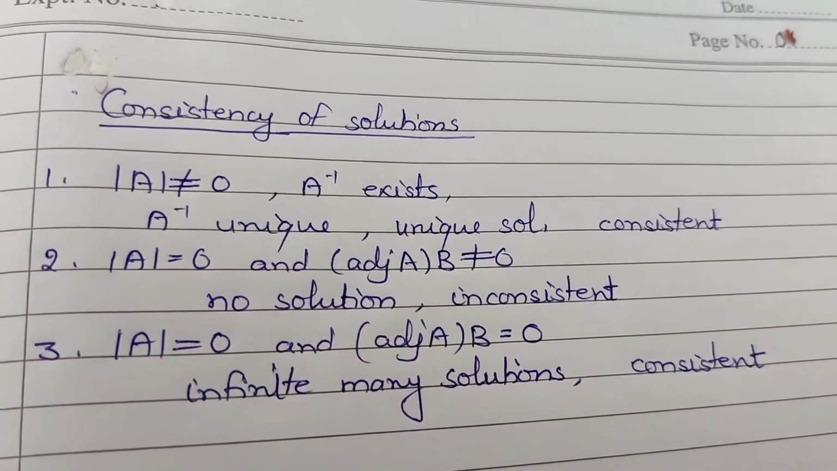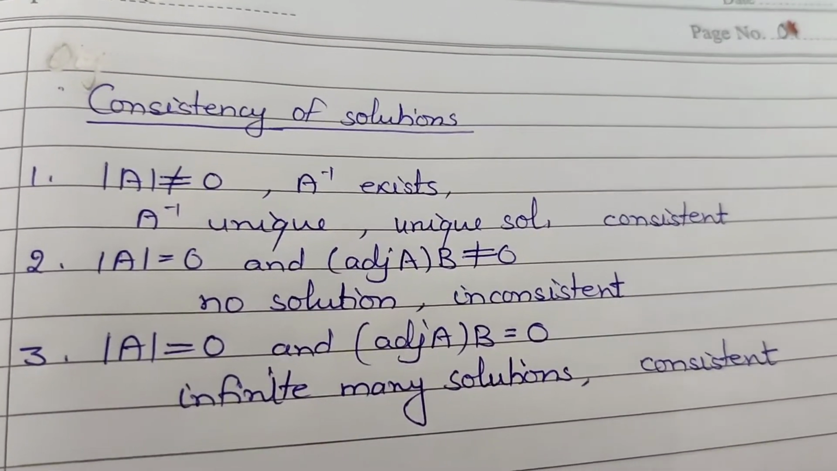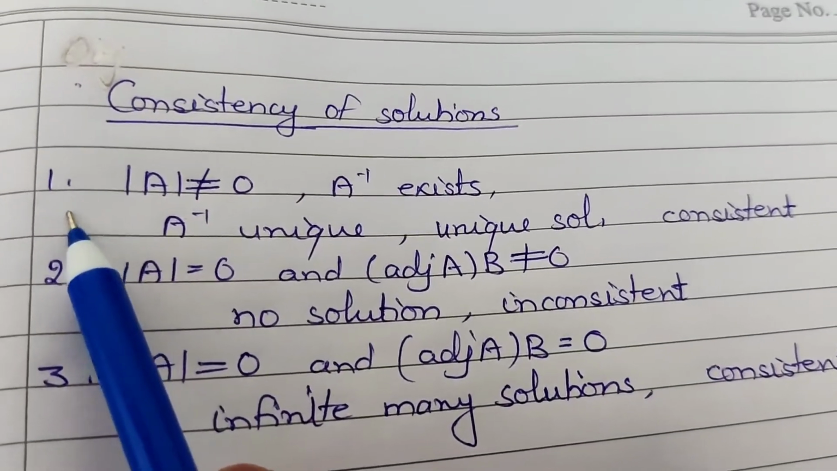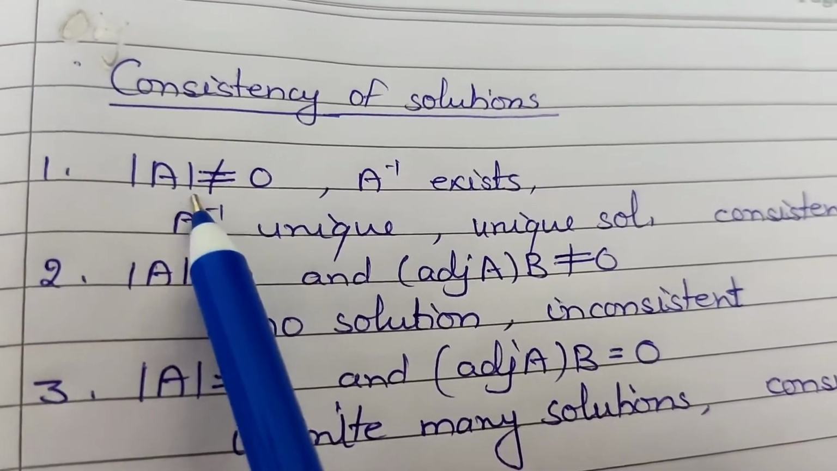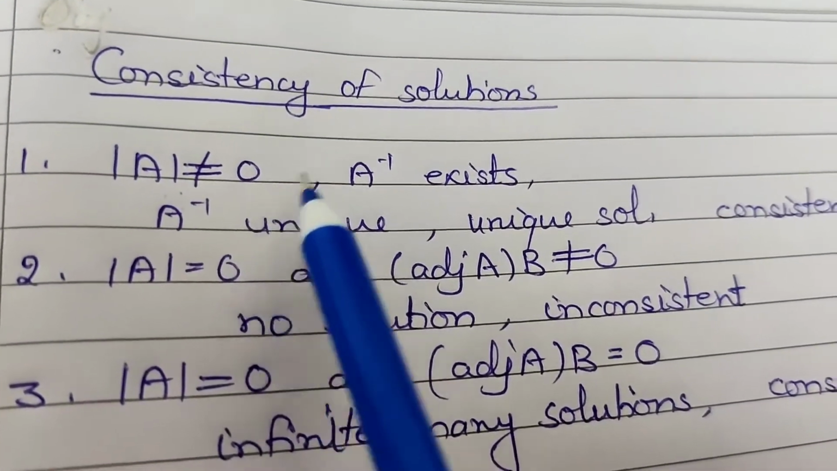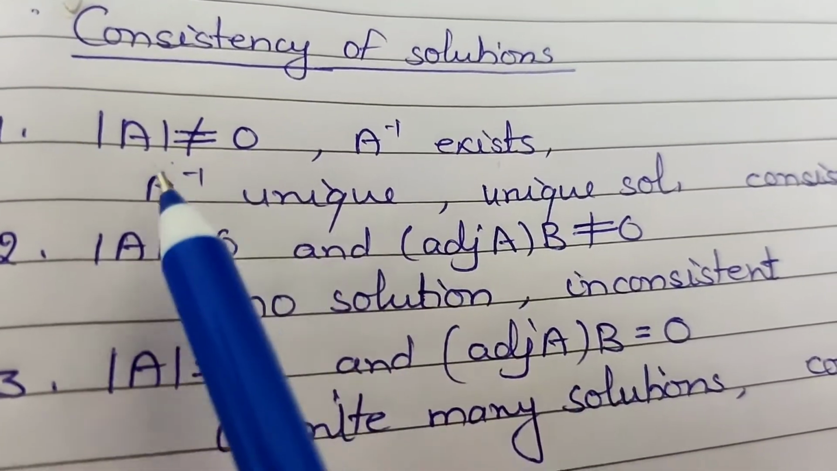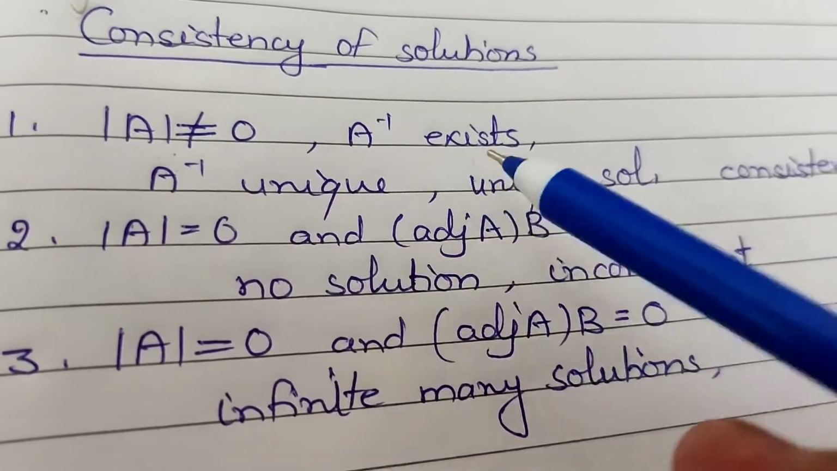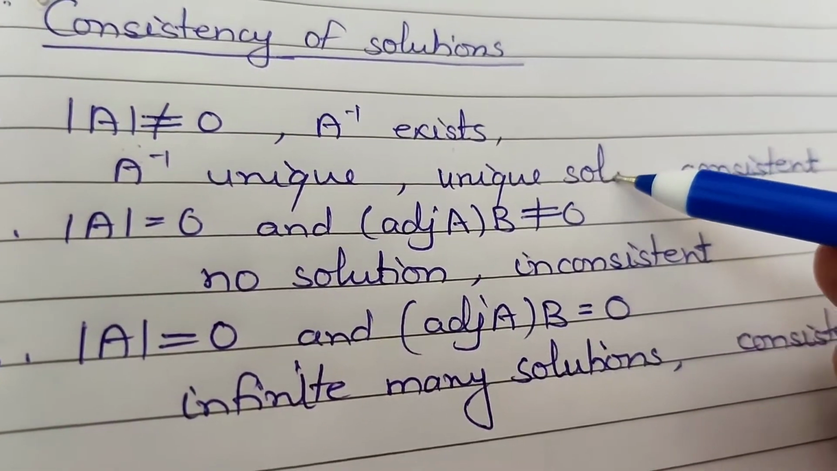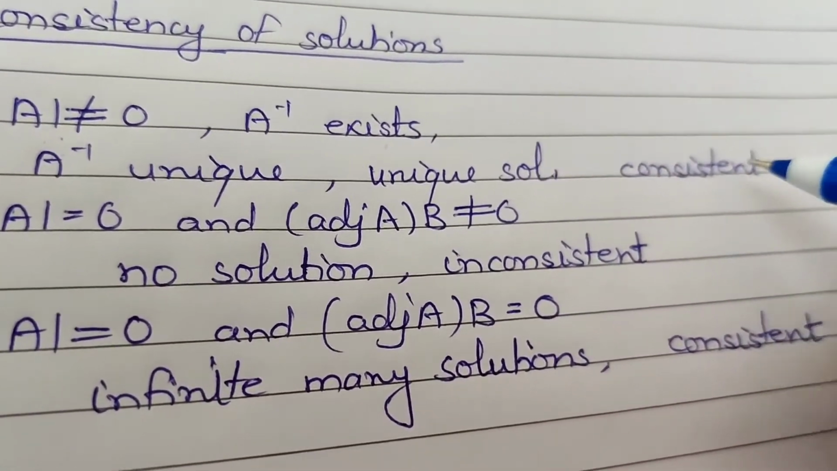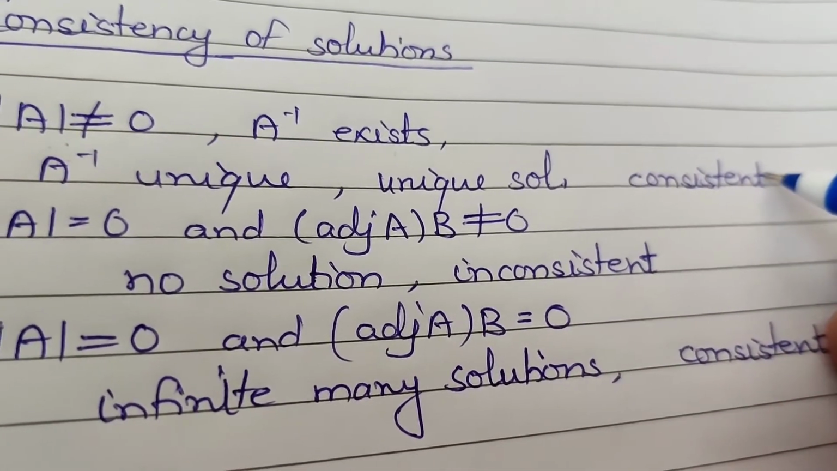For consistency of solutions, there are 3 conditions. Condition number 1: if the value of determinant is not equal to 0, it means A inverse exists. A inverse will be unique, and the equations have a unique solution. So these equations are known as consistent.